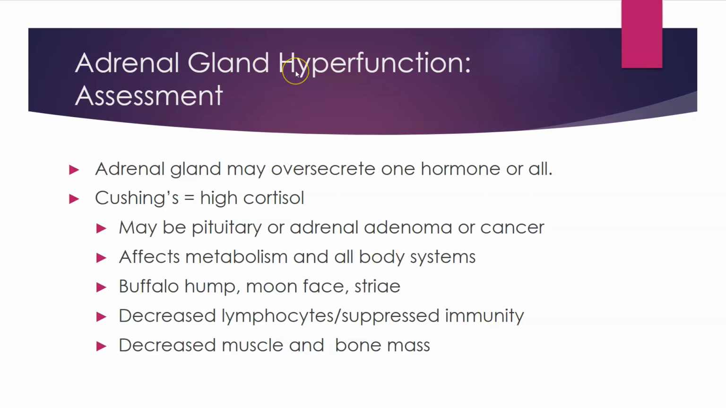Now if they've got too much and it's hyperfunctioning, you might see that they have Cushing's disease, so that's a high cortisol level. This can be pituitary or adrenal. It could be caused from cancer or some tissues not acting correctly. Unfortunately, this affects all body systems as it is metabolic, but common signs and symptoms would include that buffalo hump, moon face, and striae, so that's kind of like the stretch marks type of situation. So decreased lymphocytes, suppressed immunity, and then decreased muscle and bone mass, and both of those can put a person at risk for falls and fractures.